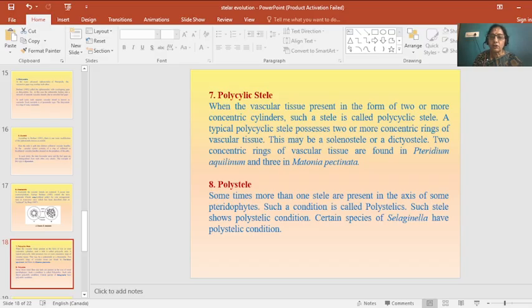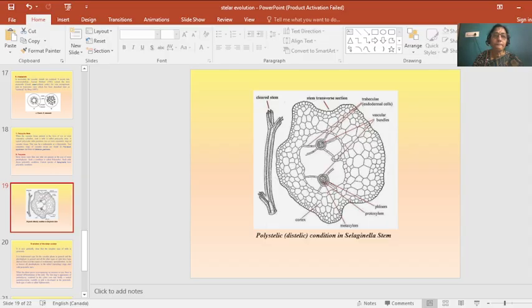Polysteles, sometimes more than one stele, are present in the axis of some pteridophytes. Such a condition is called polystelic. Certain species of Selaginella have polystelic condition. So this is the polystelic condition found in the Selaginella stem, where you will find more than two vascular bundles in the pith.